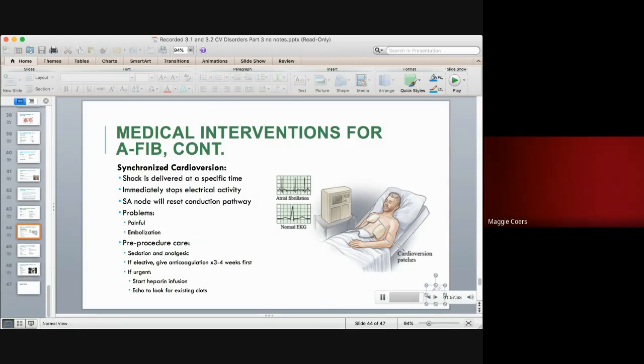If we do cardioversion electively, we can schedule it so it's convenient. If it's an emergency, though, what usually happens is we start the patient on a heparin drip, and then we do a quick echo to look for existing clots, and then we cardiovert.